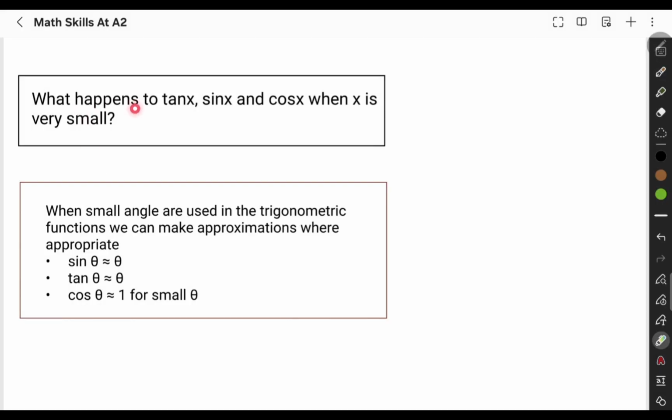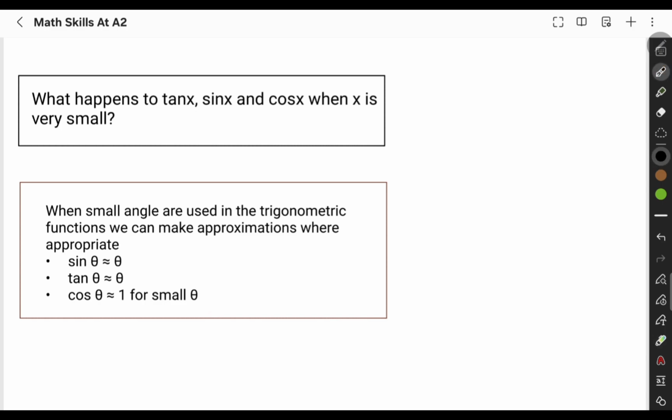Finally, we're going to be looking at what happens to tan x, sin x, and cos x when x is very small. So when small angles are used in trigonometric functions, we can make the approximations where appropriate. sin θ is approximately θ, tan θ is approximately θ, and cos θ is approximately 1 for small θ.